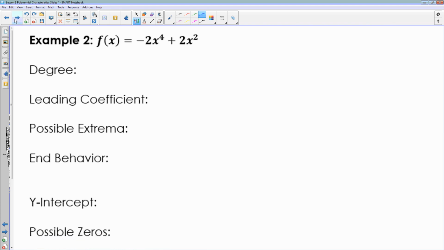Okay, example 2 is there. Feel free to try it on your own and press play whenever you're ready. The degree there should have been 4. The leading coefficient was negative 2.